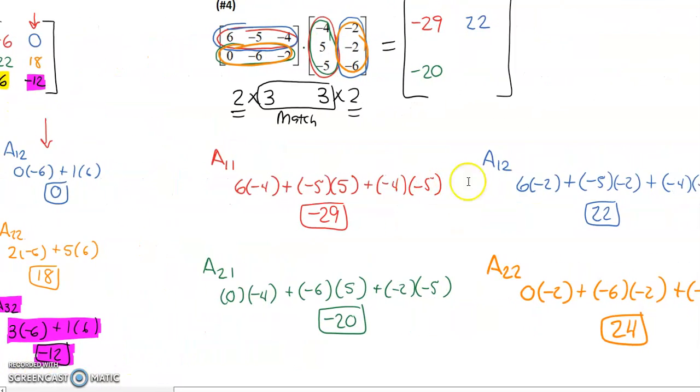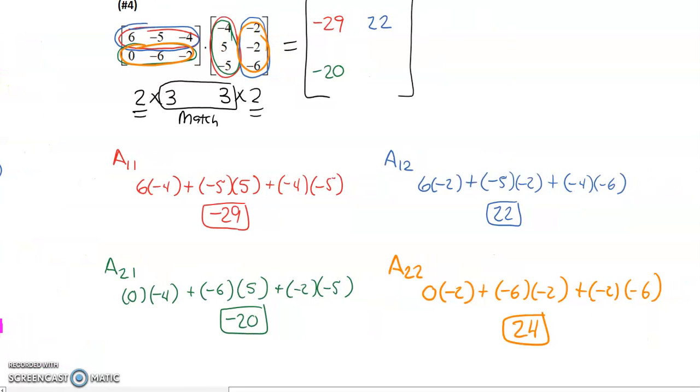For the very last example, I believe I actually forgot to write my answer for the last cell here. So this should be 24. That actually should be an orange, but I don't have that pen out. So that corresponds to A22. Same thing as I mentioned.